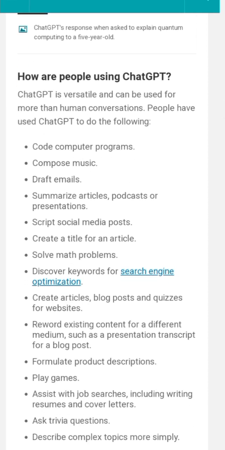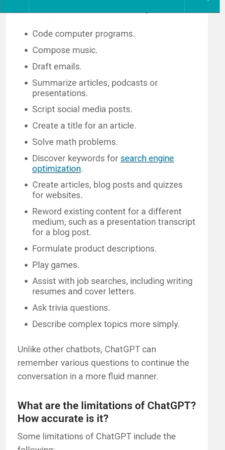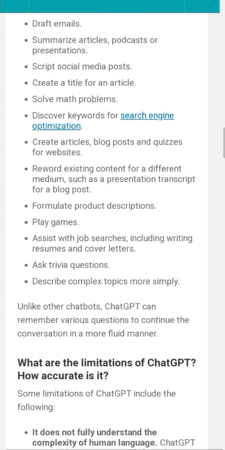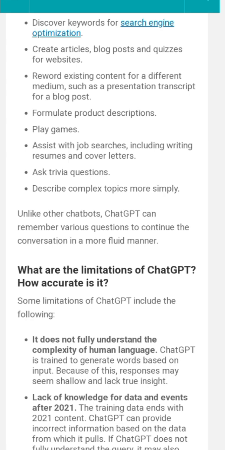How are people using ChatGPT? People have used ChatGPT to do the following: code computer programs, compose music, draft emails, summarize articles, podcasts, or presentations, script social media posts, create a title for an article, solve math problems, discover keywords for search engine optimization, create articles, blog posts, and quizzes for websites, review existing content for a different medium such as a presentation transcript for a blog post, formulate product descriptions, play games, assist with job search including writing resumes and cover letters, ask trivia questions, and describe complex topics more simply.